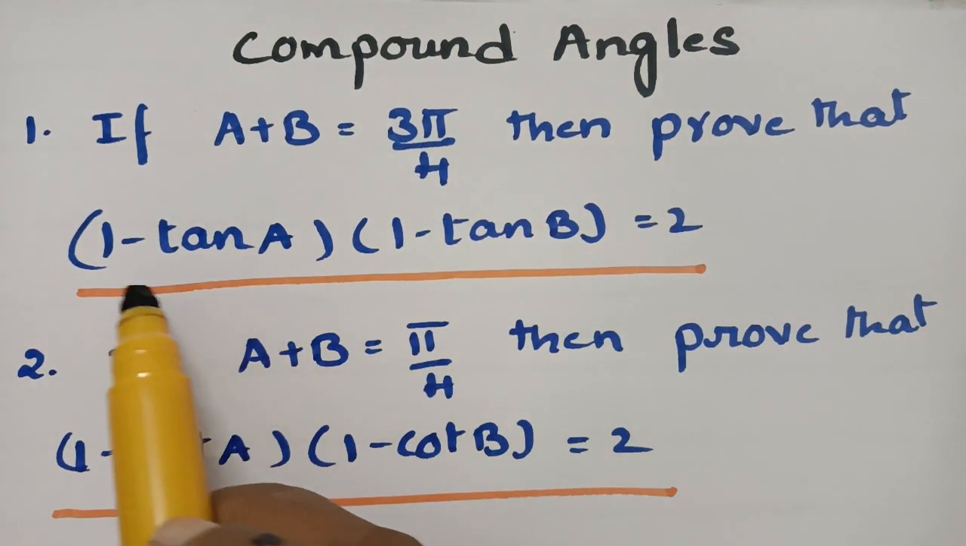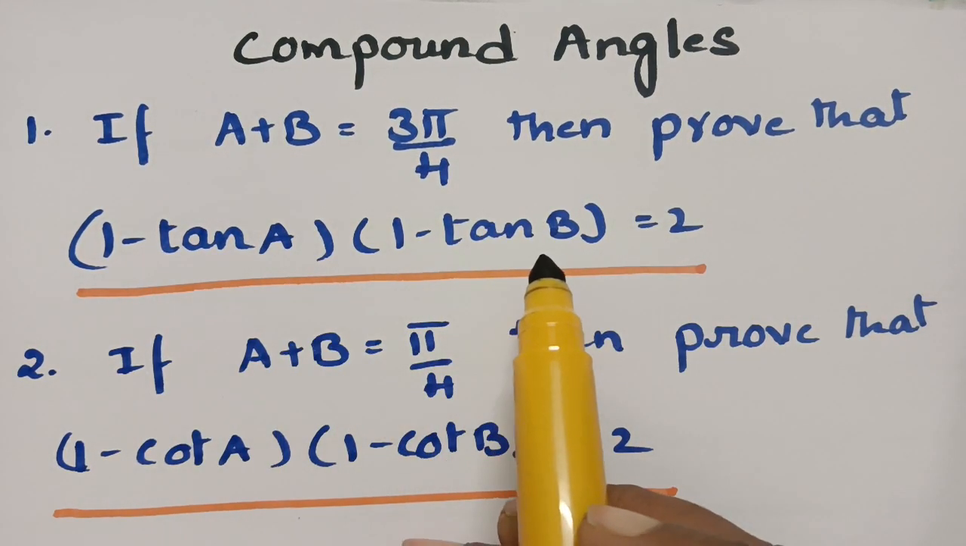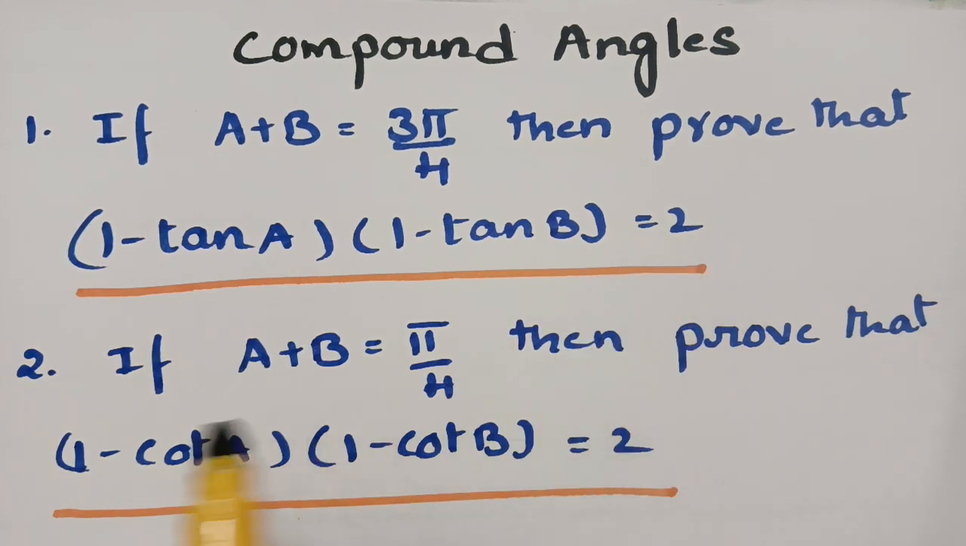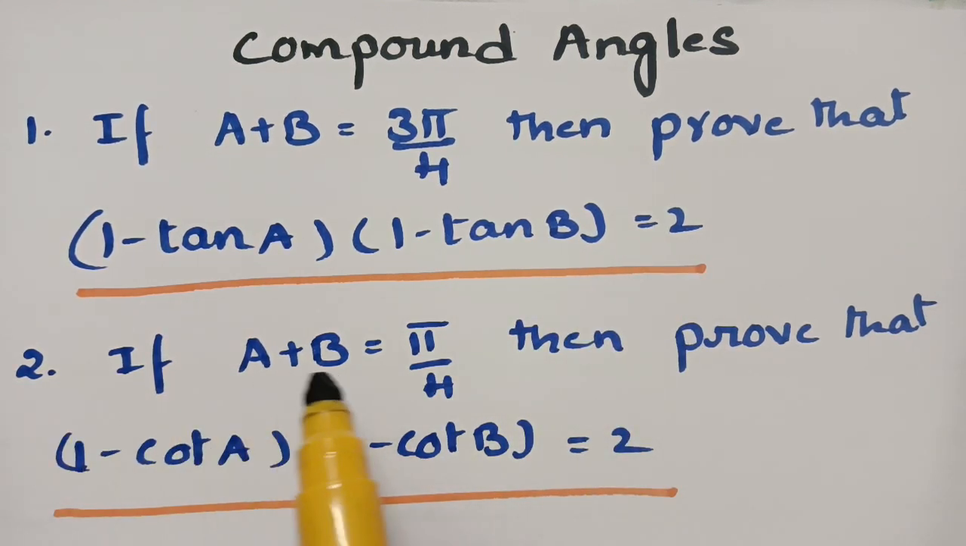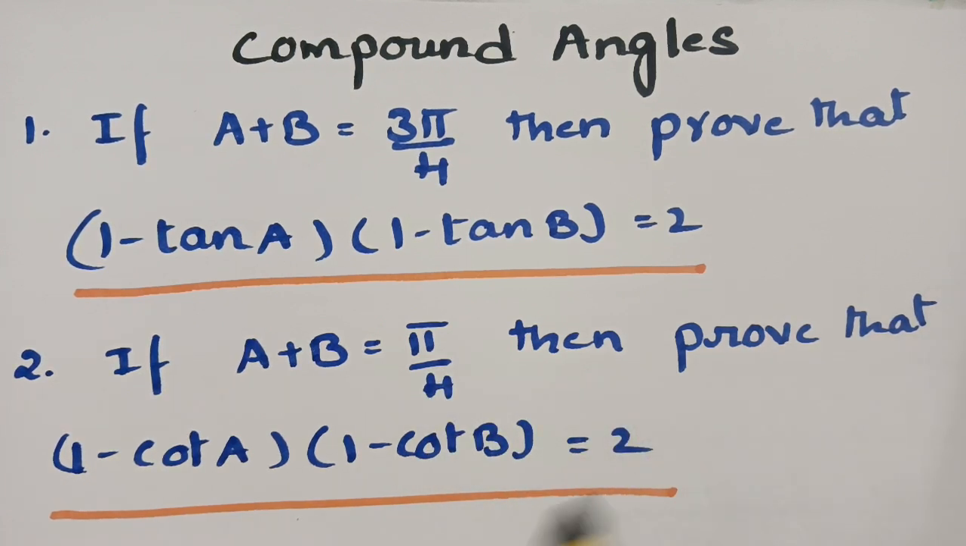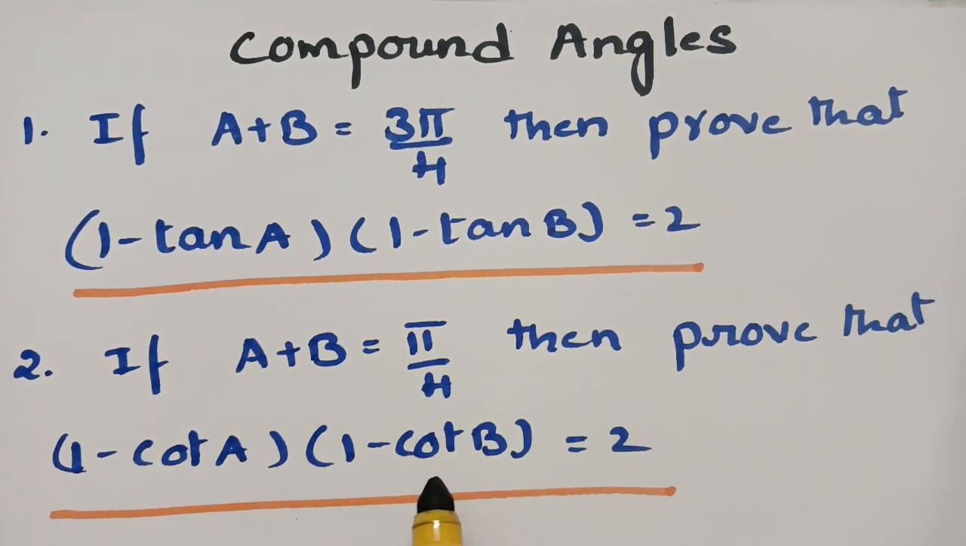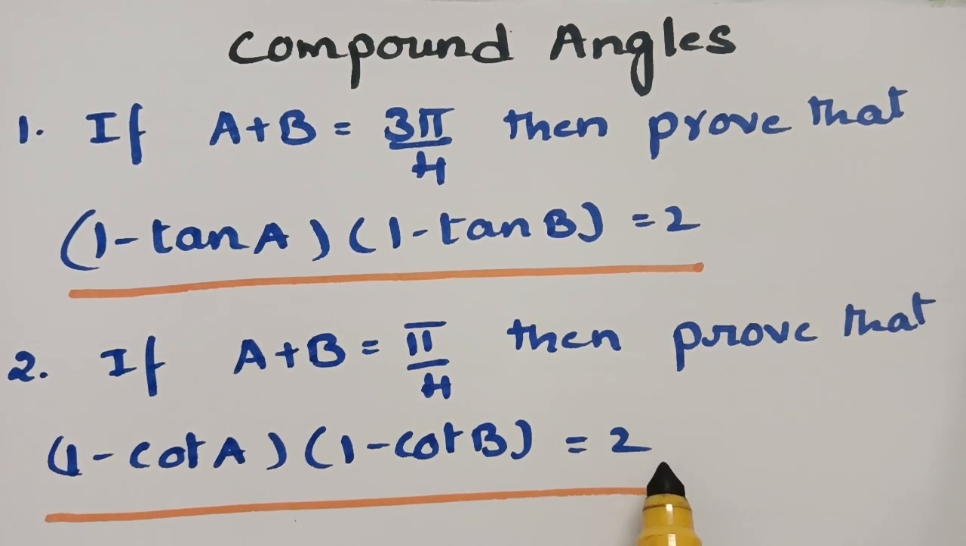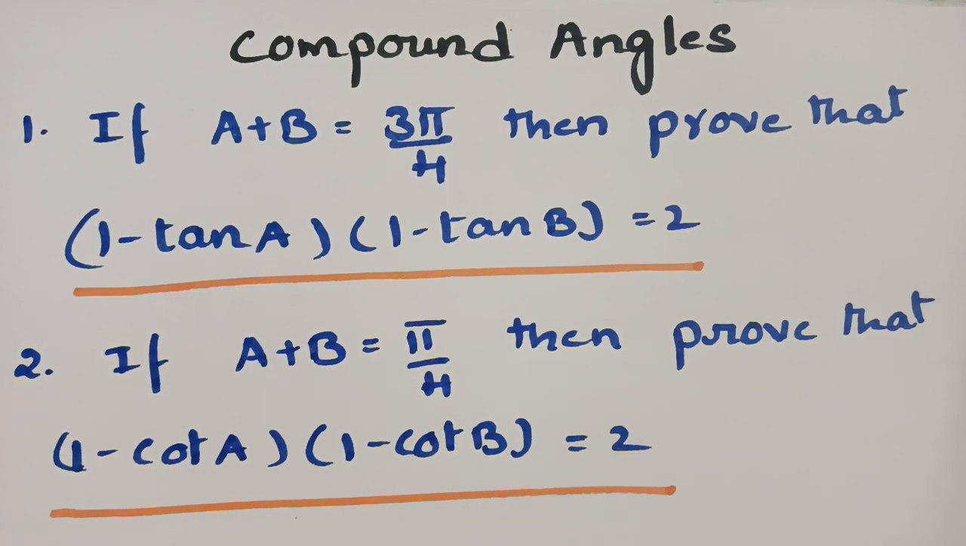to prove that (1 minus tan a) into (1 minus tan b) is equal to 2. And the next question here is: if a plus b is equal to pi by 4, then we have to prove that (1 minus cot a) into (1 minus cot b) is equal to 2. Clear? First, I'm going to give the solution for the first question.